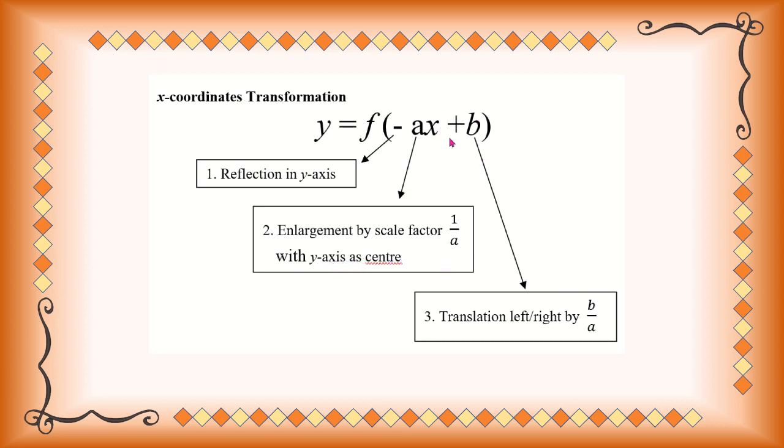Third step is you need to double check whether there is a plus or minus constant behind. In case there is a plus or minus b, it means you need to carry out translation, shifting the curve either to the left or to the right by b over a units.